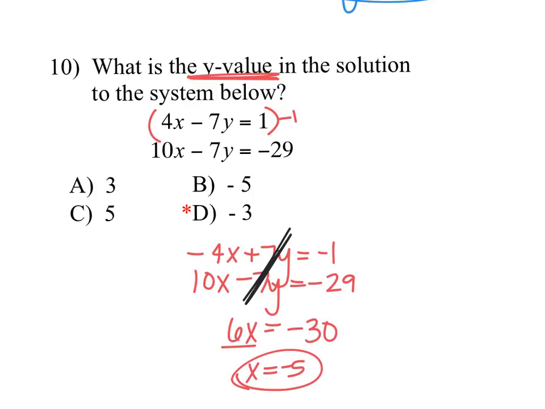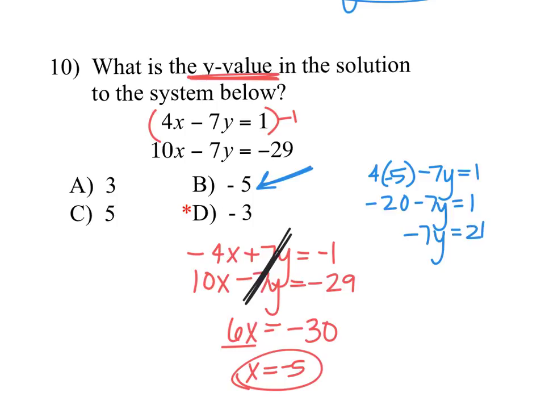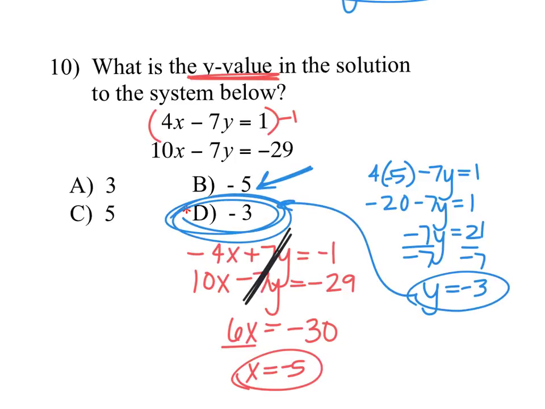But remember, I want the y value. Notice that they include negative 5 because they're trying to trick you. I want the y value, so I'm going to have to plug back in. I should actually plug the x in. 4 times negative 5, minus 7y equals 1. That's negative 20 minus 7y equals 1. So when I add 20 to both sides, I'm going to get negative 7y equals 21. And if I divide by negative 7, that's going to give me y equals negative 3. So that's where they're getting the correct answer of y equals negative 3, because they're asking for the y value.